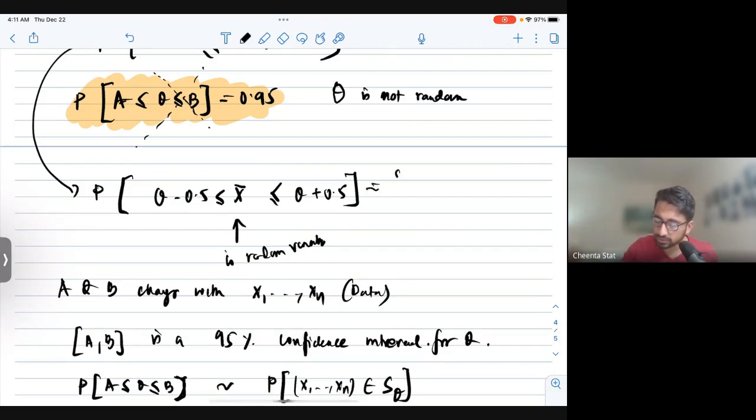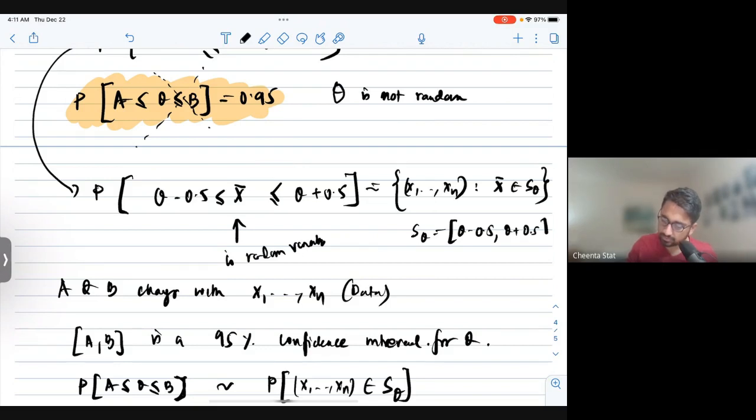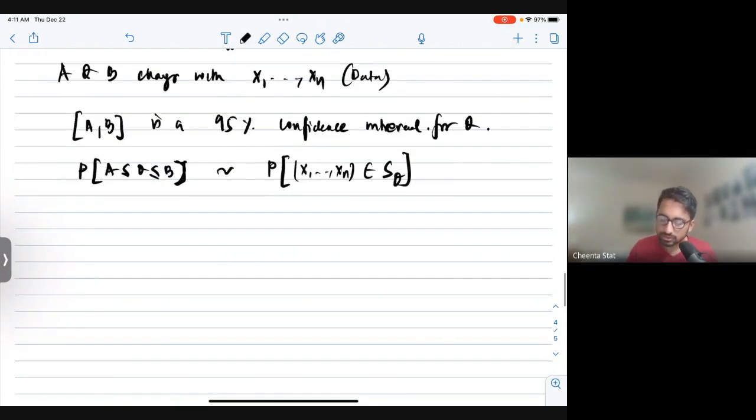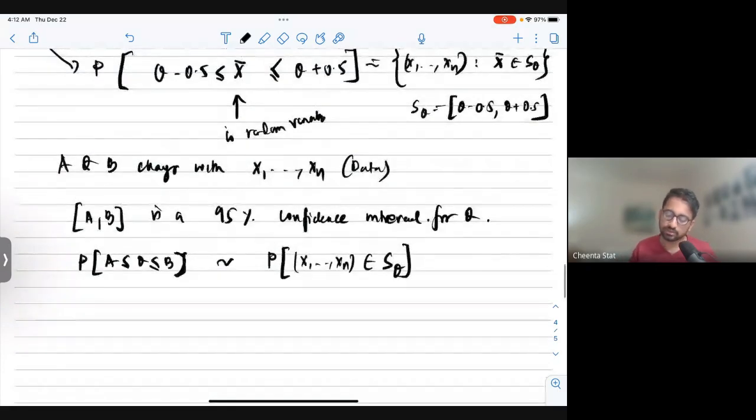So you can write the set of all x1, x2, ..., xn such that x bar belongs to S_θ, where S_θ is nothing but θ minus 0.5 to θ plus 0.5. So therefore, you can simply write it as the probability that x1, x2, ..., xn belongs to a certain set S_θ, right?